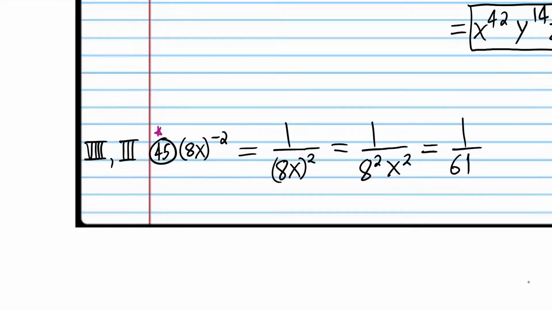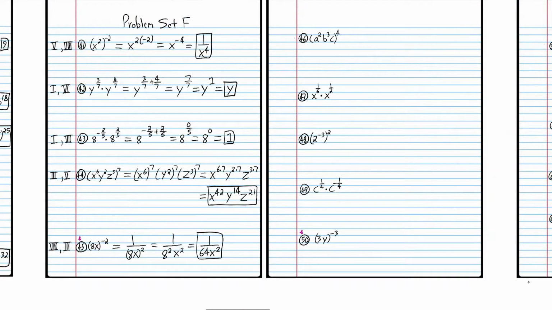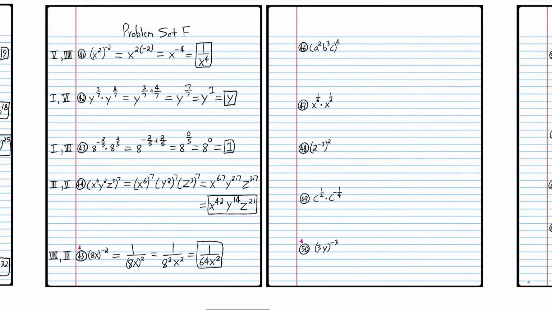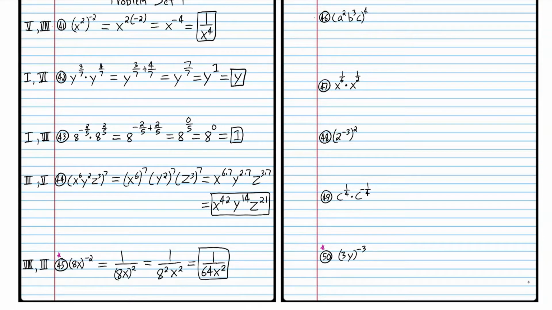8 to the 2nd power is 64, and that's it. That's the answer. And it probably makes sense to put that 1 in the center. All right, so I want you to use problems 41 through 45 to help you with 46. And when you come back, we'll do it together.